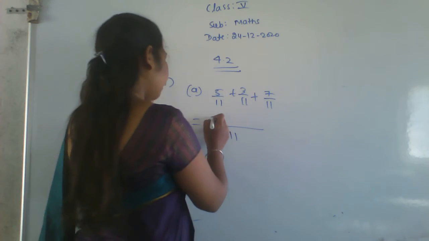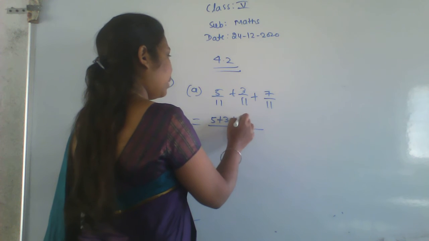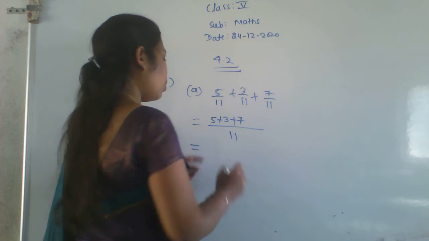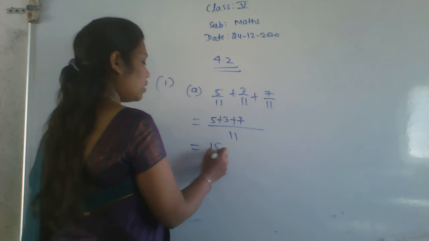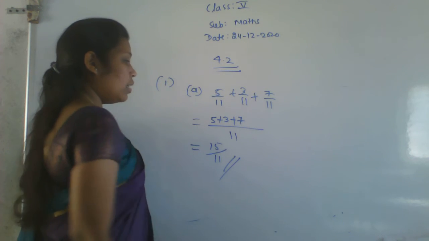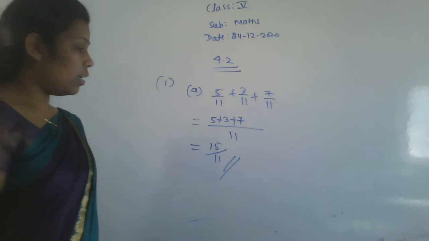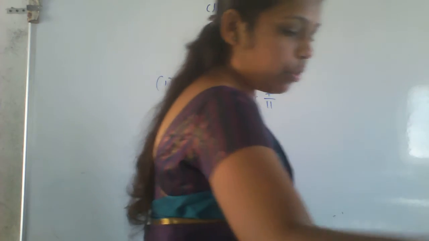5 plus 3 plus 7. What is the value? 5 plus 3 is 8. 8 plus 7 is 15. Answer is 15 by 11. Okay, so go for the next problem.